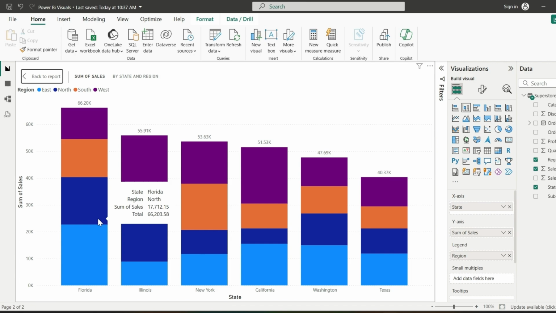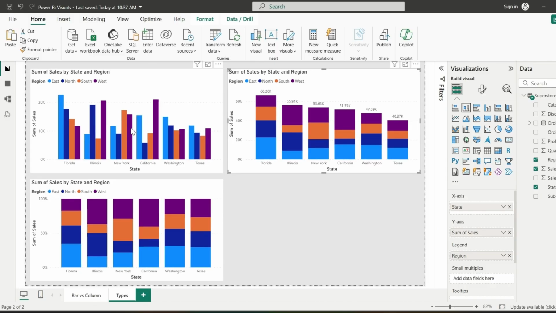But remember, stacked charts are not good for precise comparison of middle segments. They are built for contribution, not exact comparison. So a clustered column chart is for comparison, whereas stacked is for contribution.